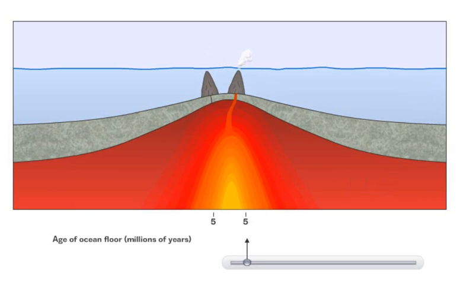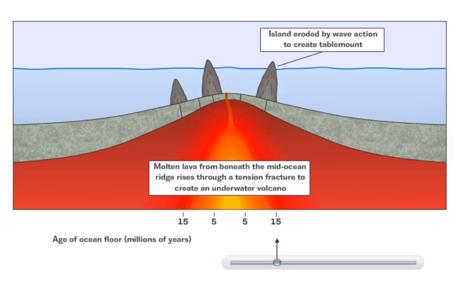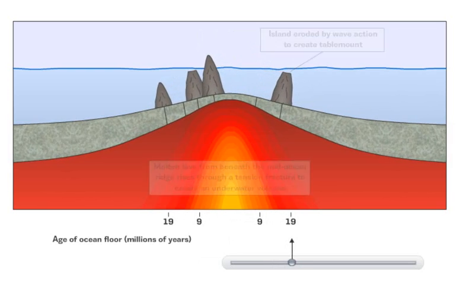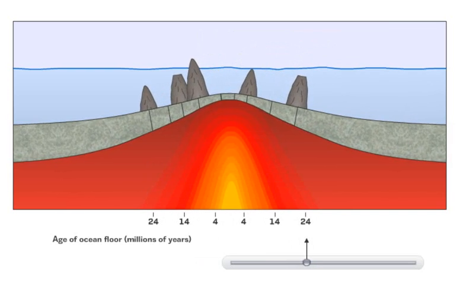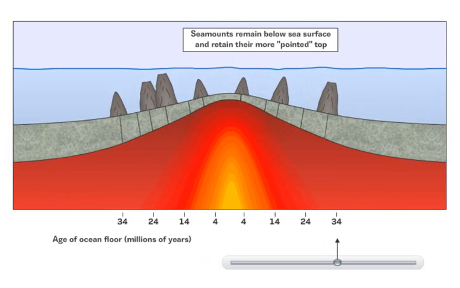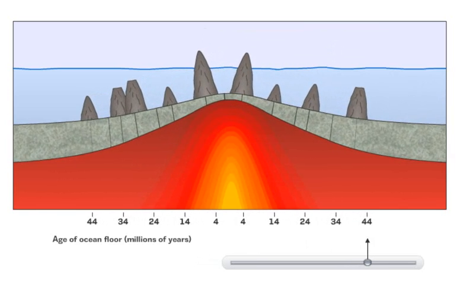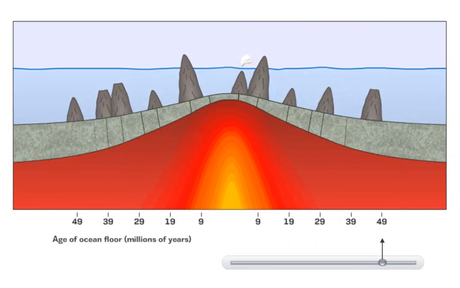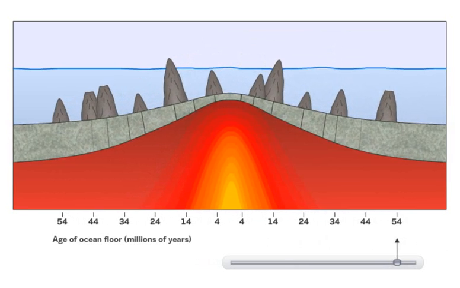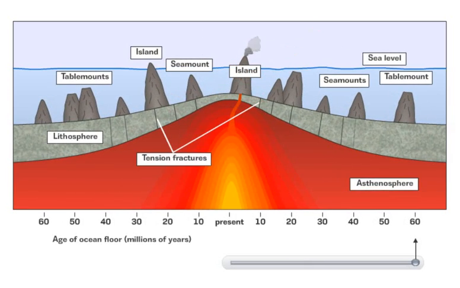Formation of seamounts, tablemounts. Because of seafloor spreading, active volcanoes called seamounts occur along the crest of the mid-ocean ridge. Some volcanoes become so high that they rise above sea level as islands, at which point wave erosion becomes important. Other seamounts never reach the surface and retain their more pointed shape on top.